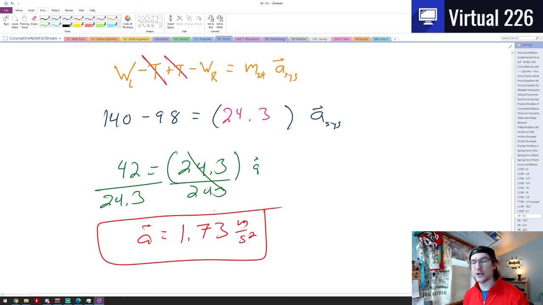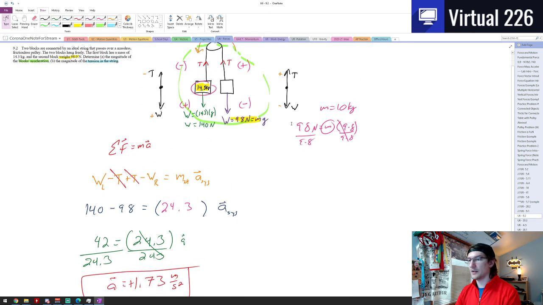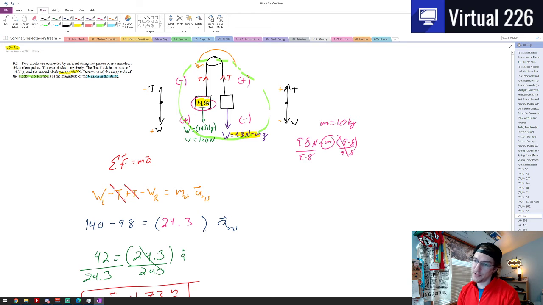Okay, so that's our acceleration of both of the blocks. And that's a positive acceleration. We found that to be positive because this block on the left is moving down, which is the positive direction. So that makes sense. If we want to get the magnitude of the tension of the string, we just need to go back and use one of our F equals ma equations that has a tension in it. We can either use the left one or the right one. Let's use the right one because the tension's already positive. It really doesn't matter what we choose here, but this tension's positive.